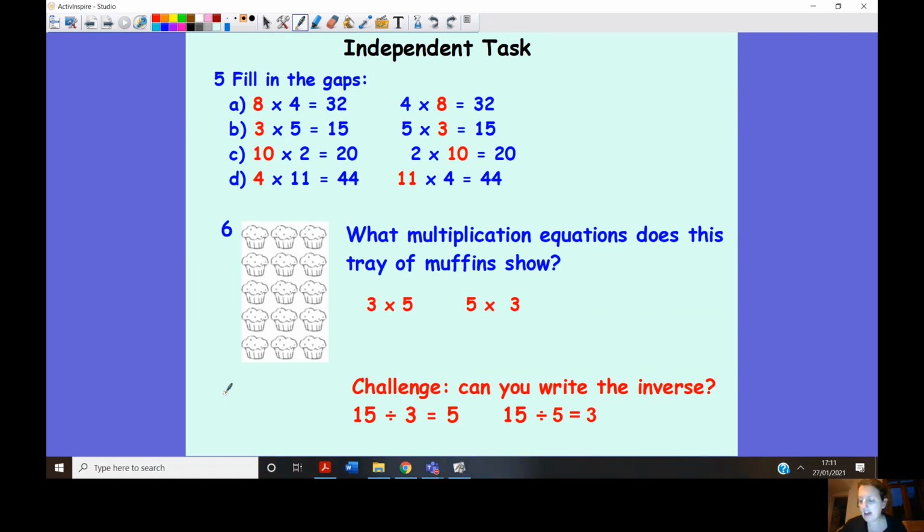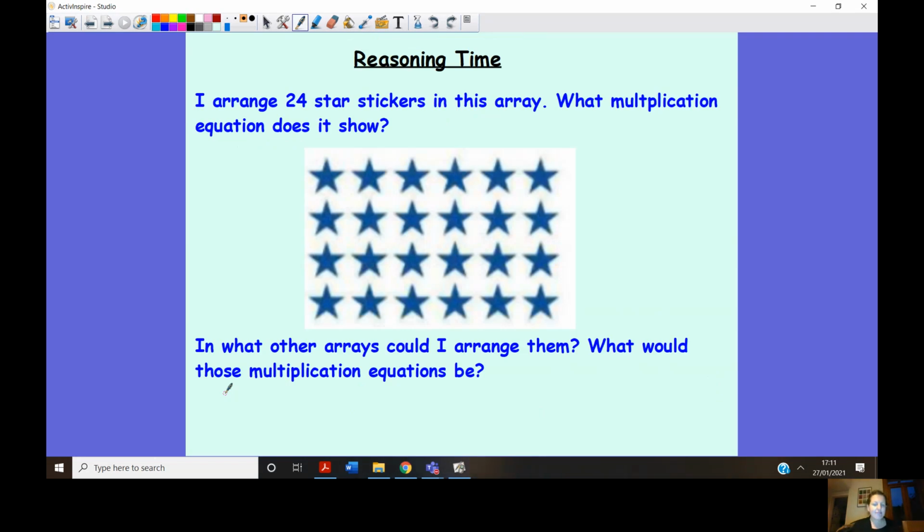So with all of that, it's reasoning time. I told you there'd be more reasoning. So I arranged 24 star stickers in this array. What multiplication equation does it show? In what other arrays could I arrange them? What would those multiplication equations be?